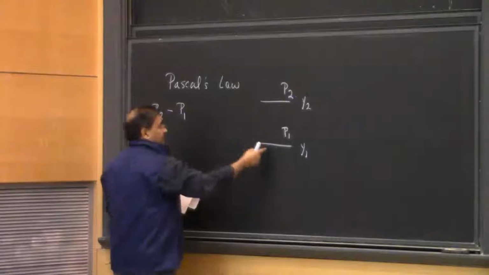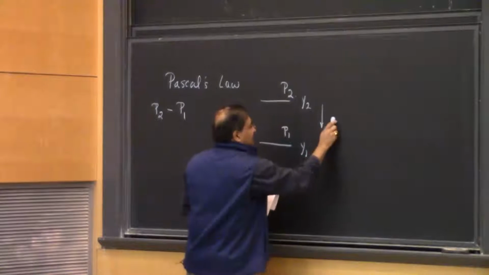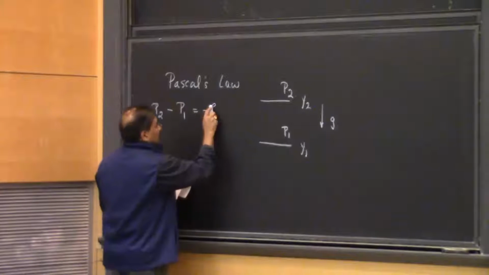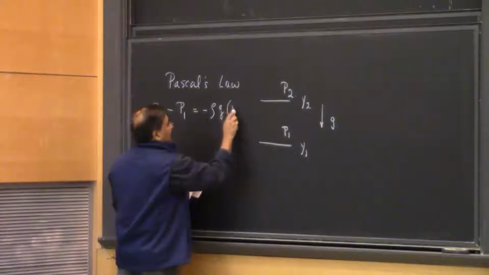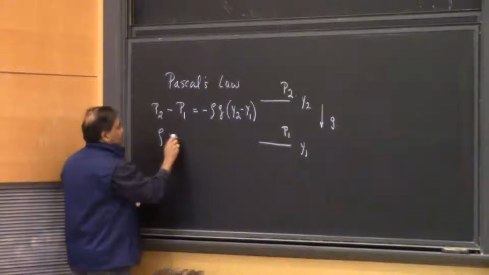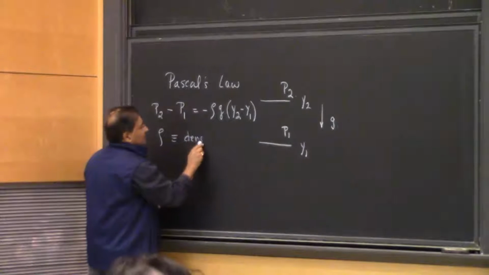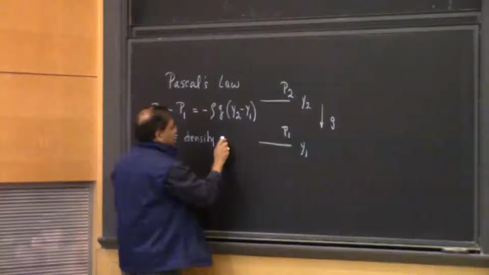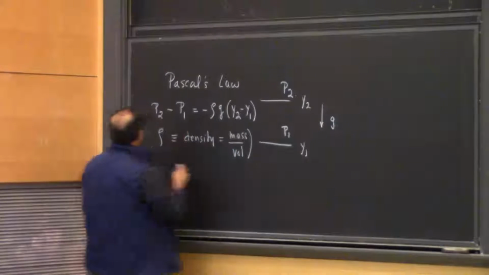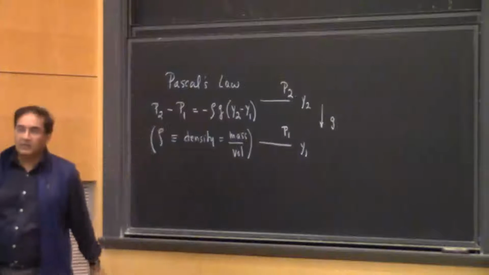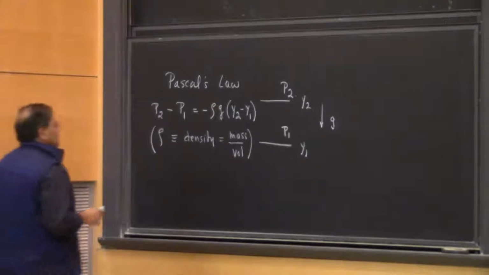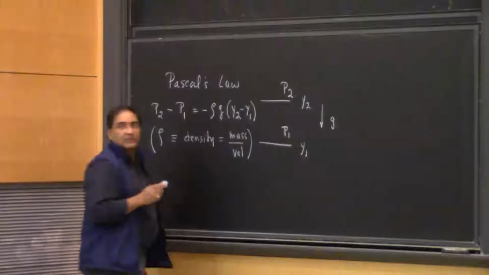so pressure above versus pressure below. This is the direction of gravity in this case. It must be equal to minus rho g times (Y2 minus Y1). Here rho is the density, which is mass per unit volume. That's how you can compute how pressure falls as the height goes up, provided you have some idea of rho.